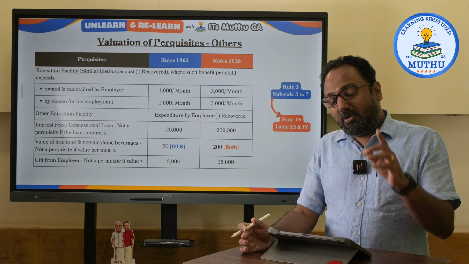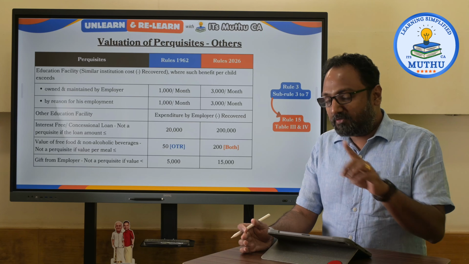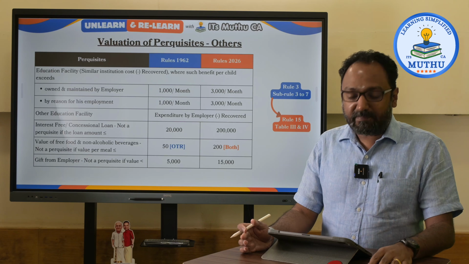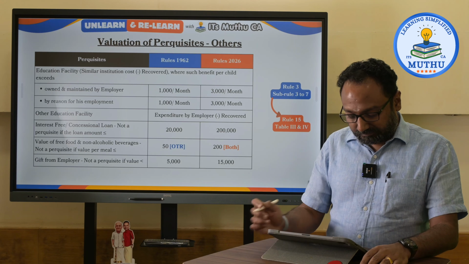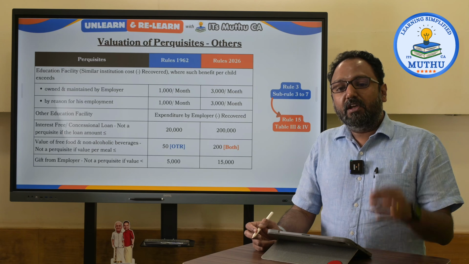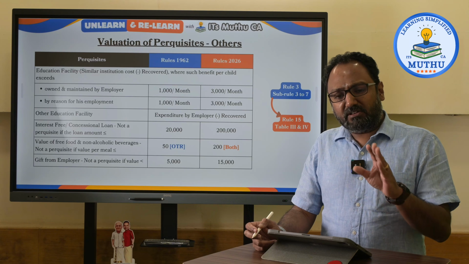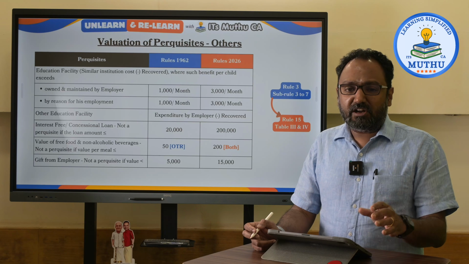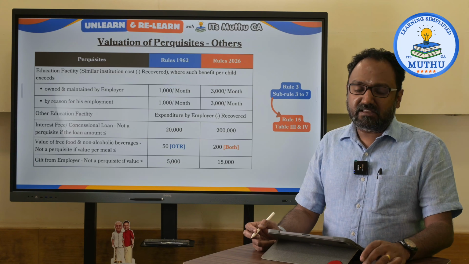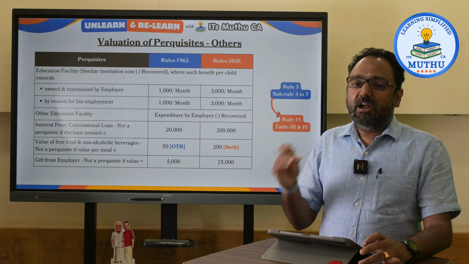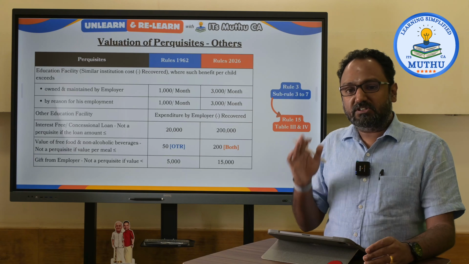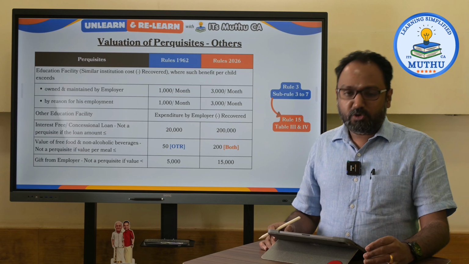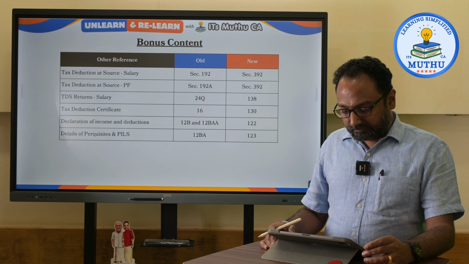So that's another thing, it is now eligible for both the regimes as per the wordings of the rules 2026. And gift from employer, for a very long time this was 5,000, now this is increased to 15,000. So if it is less than 5,000, it is not a perquisite. If it exceeds 5,000, it was a perquisite. Now this limit is being made 15,000, right?